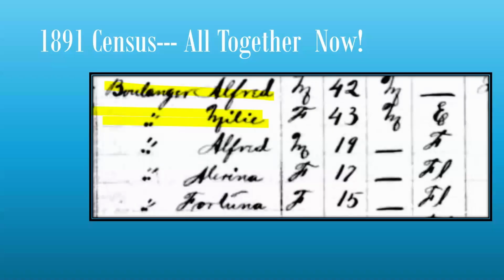Now, in the 1891 census, everybody's together. They have given up the ability, if you will, to keep their maiden name. There are still some women who use it in 1891, but it's less and less.